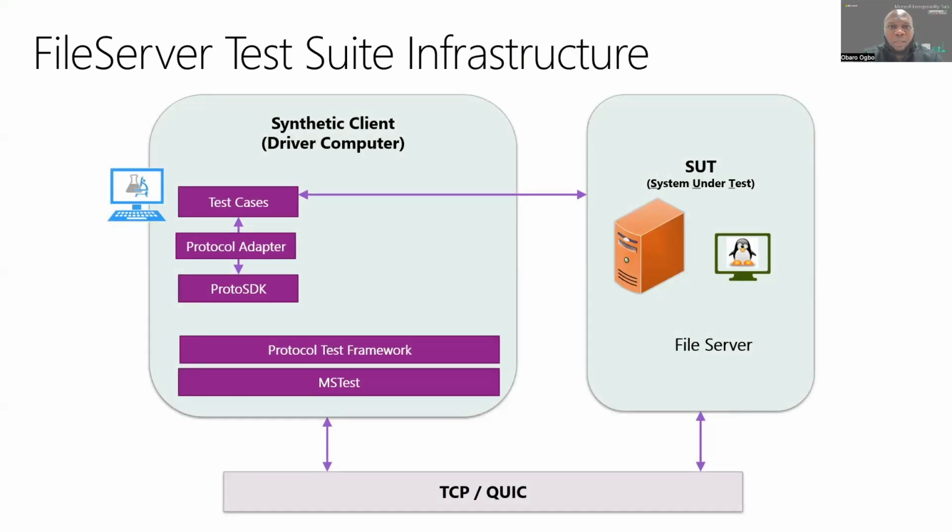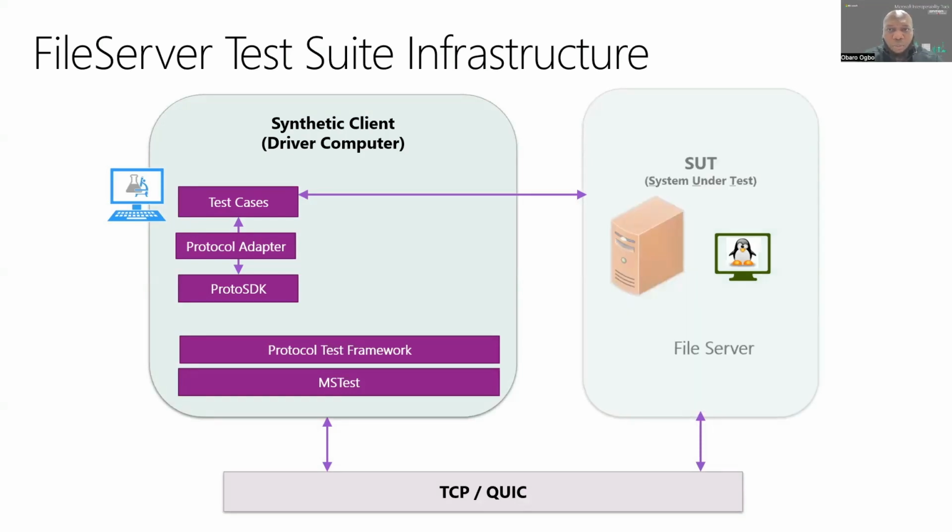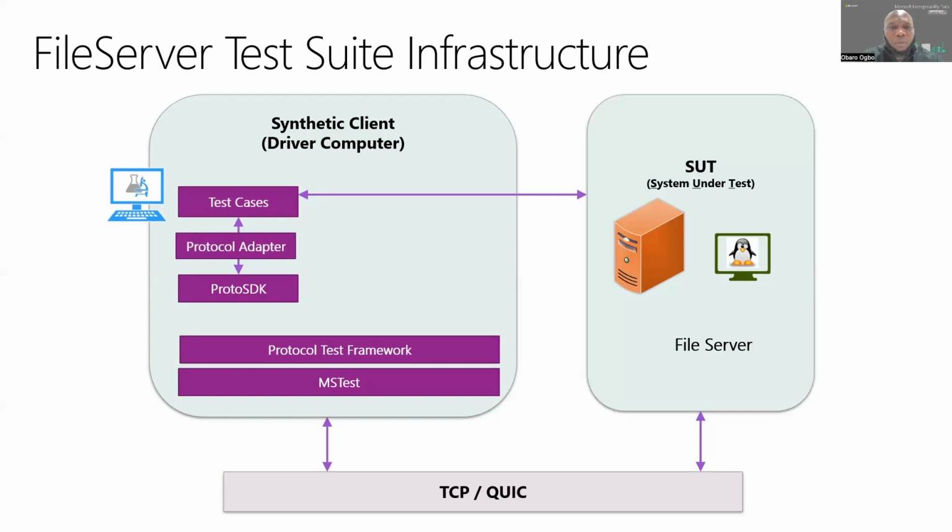So the basic infrastructure: if you want to run the file server test suite, you should have the test suite installed on a driver computer. The test suite is going to act as a client. So it's a synthetic client, which is going to connect with your file server, which is going to be the SUT. Your system is going to be under test, your implementation. The test suite connects with your SUT either using TCP or using QUIC. QUIC has been supported for the past couple of versions.